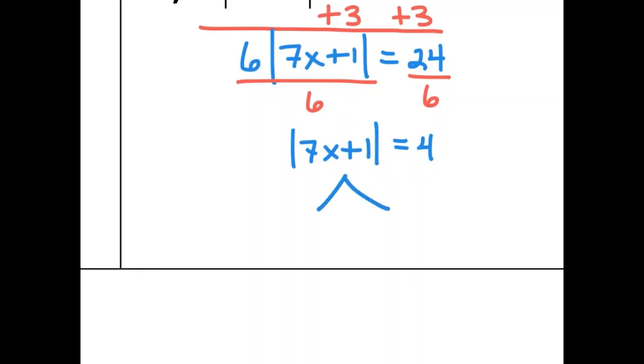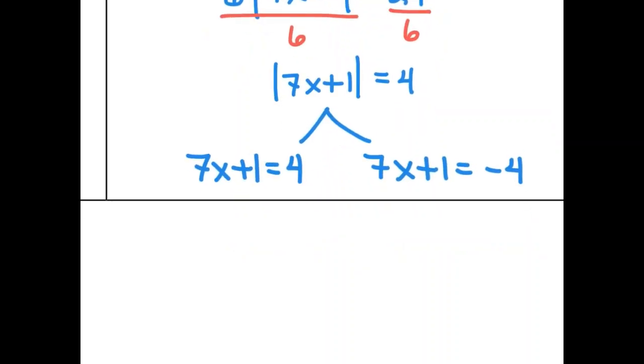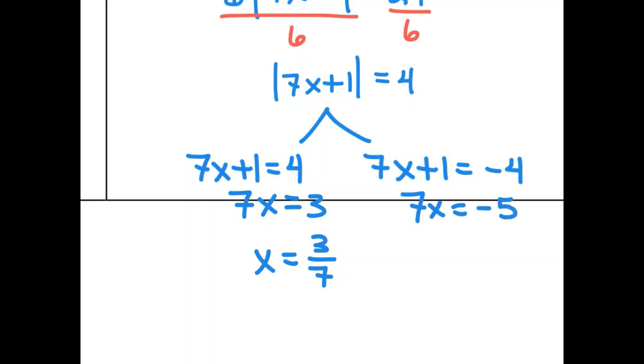You're going to break that into two equations. 7x plus 1 equals positive 4, and 7x plus 1 equals negative 4. Solve each of those equations. I have a little bit more space than you do. 7x equals 3 because I subtracted 1, and then x equals 3 divided by 7, or 3/7. Over here, 7x is equal to negative 5. Negative 4 minus 1 is negative 5, and so x is equal to negative 5/7.